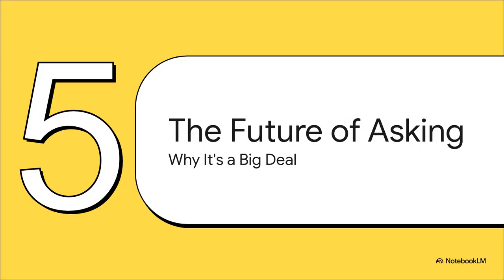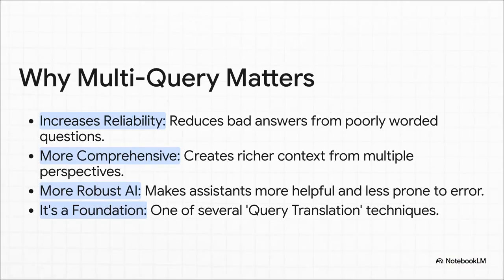You know, this might seem like a simple little trick on the surface, but it's actually a really big deal. And understanding why it matters so much tells us a lot about where AI is going. So let's just boil it down. Why does this matter? Well, first, it makes the AI way more reliable. It's a safety net for when we don't word our questions perfectly. Second, the answers become far more comprehensive because they're built from multiple points of view. And those two things together lead to a more robust AI overall, one that's just more helpful and less likely to get tripped up. And maybe most importantly, you should think of this as a foundational building block. It's just one of many query translation tricks that are making AIs smarter communicators.